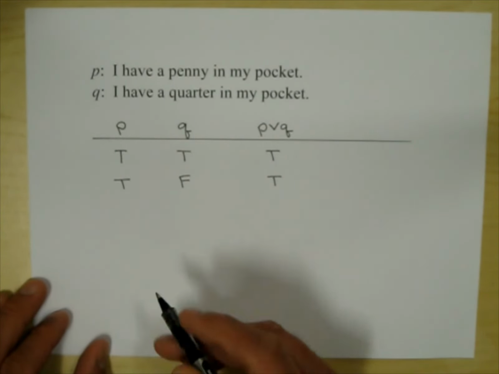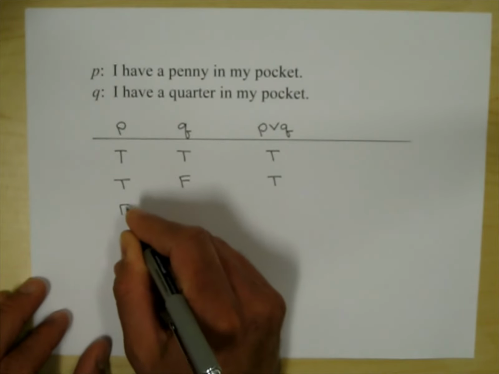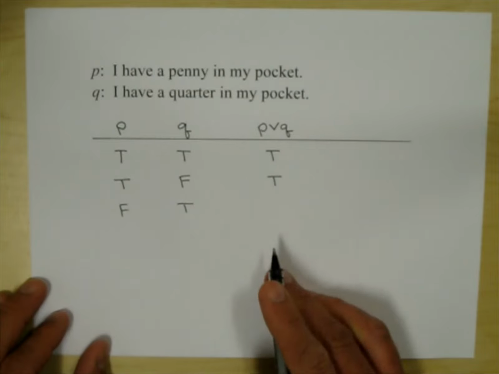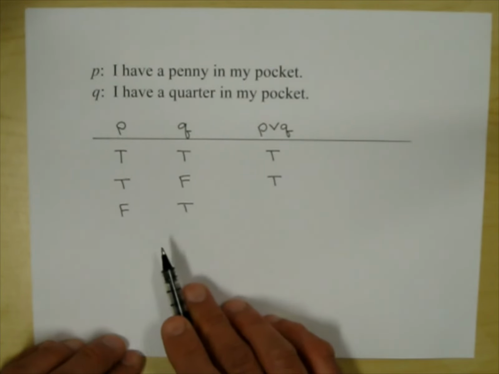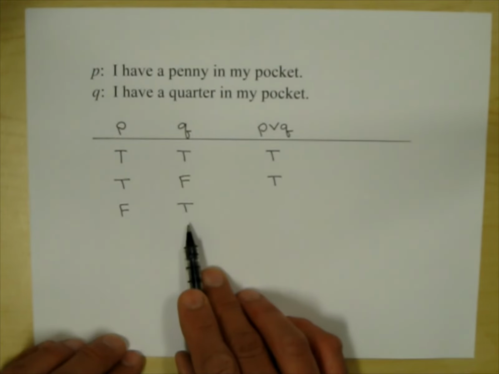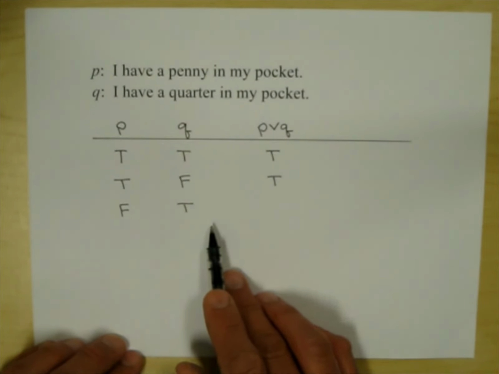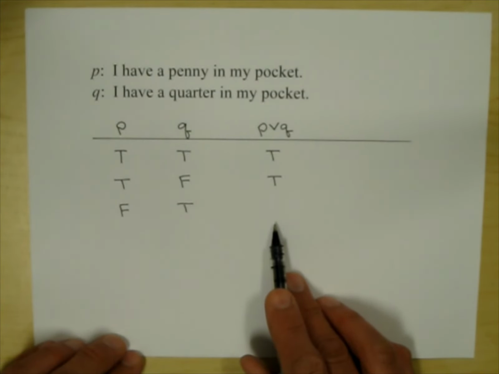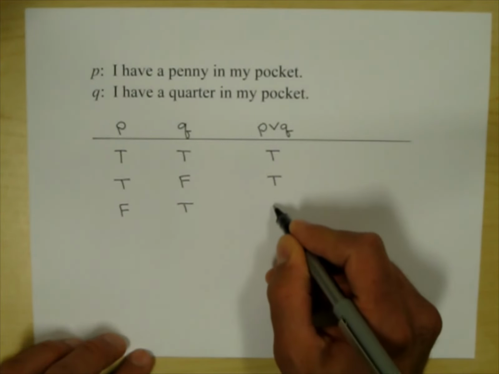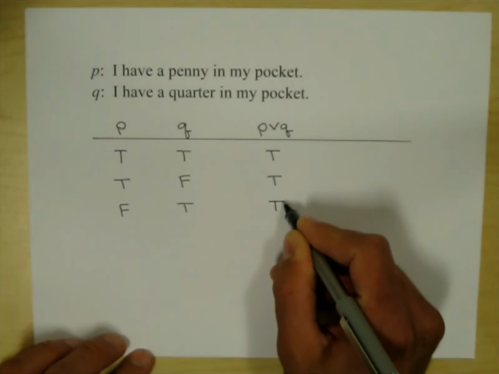The next situation we had is when P was false and Q is true. And so I do not have a penny in my pocket. I have a quarter in my pocket. That's what those mean. And I come up to you having that quarter in my pocket and I say I have a penny or a quarter in my pocket using the word or. I did not lie to you. I was telling the truth. So false or true equals true.